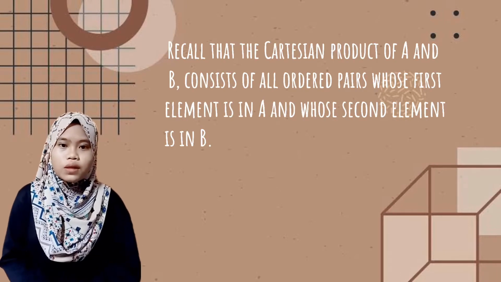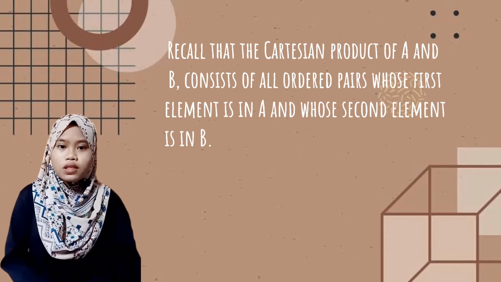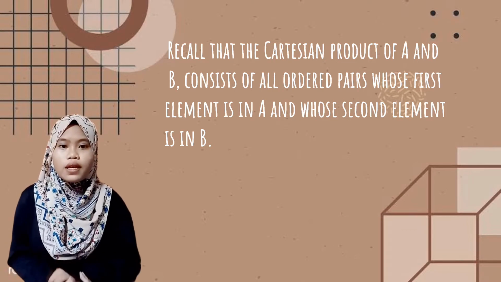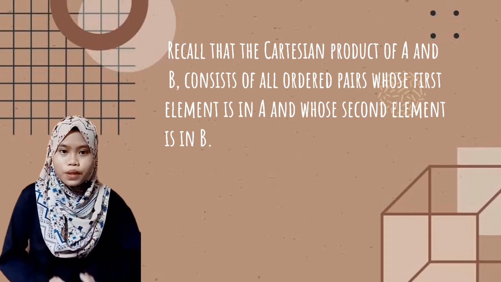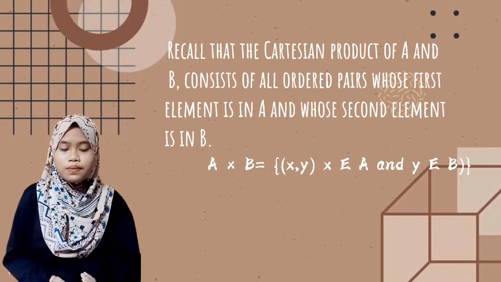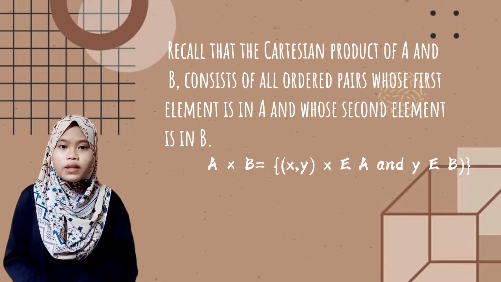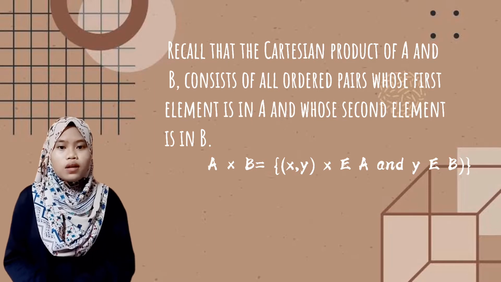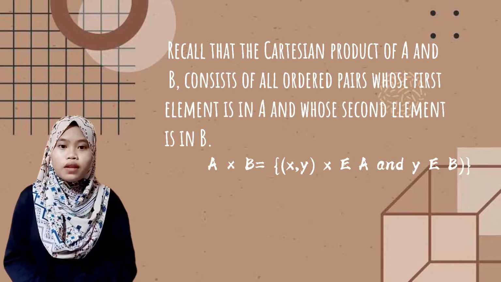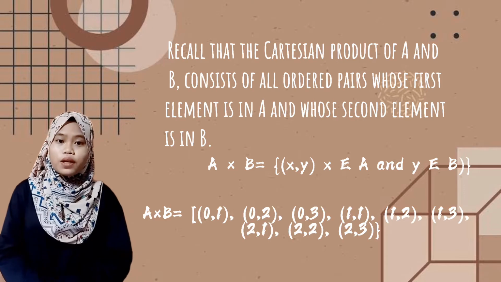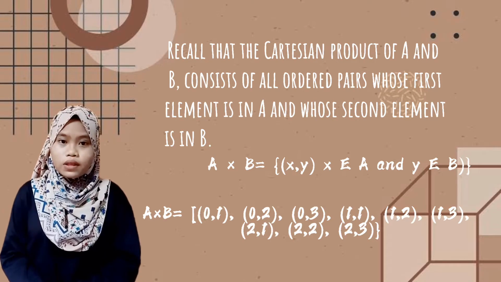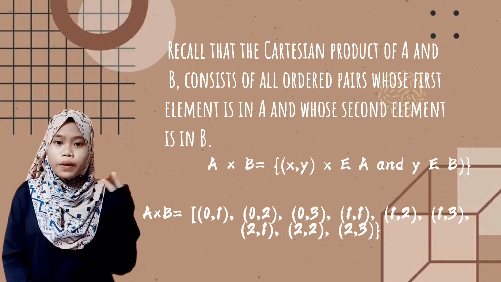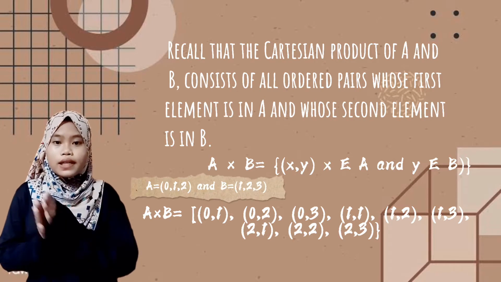Recall that the Cartesian product of A and B consists of all ordered pairs whose first element is in A and whose second element is in B. A x B is a set of ordered pairs (X, Y), where X is an element of A and Y is an element of B. In this case, ganito yung magiging form ng Cartesian product, which is yung lahat ng first element sa ordered pairs na to ay manggagaling kay set A.